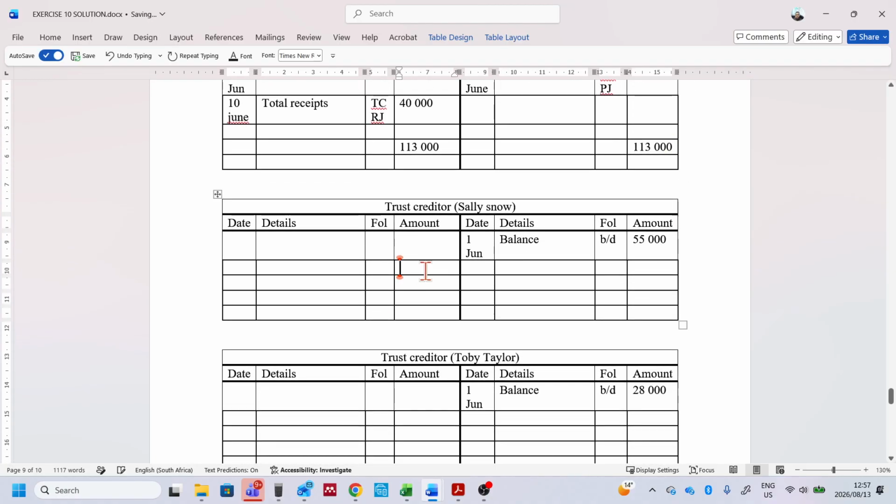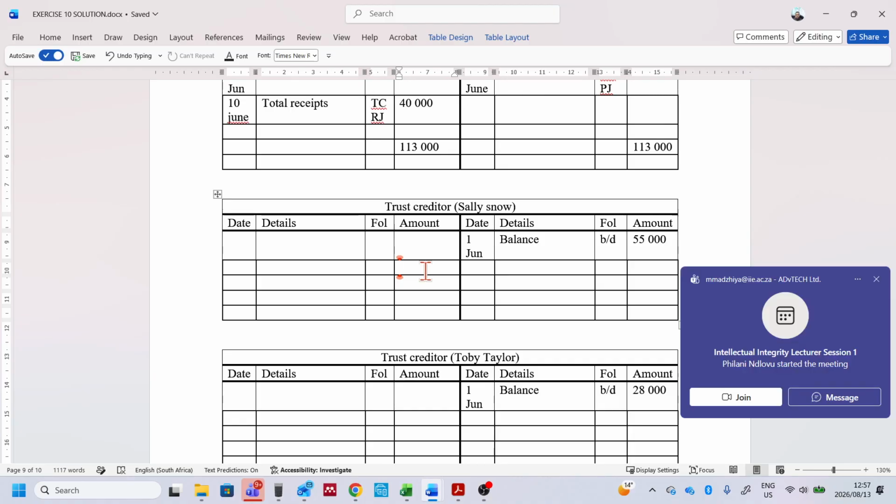And then I'm going to use this account of trust creditor Salisno. We were owing Salisno 55,000. So we took money from his account and paid over to what? And transferred it to the business account. When we did that, we performed a transfer journal. When we perform a transfer journal, his account was what? Debited. We debited trust client account, Salisno, and then we credited business client.